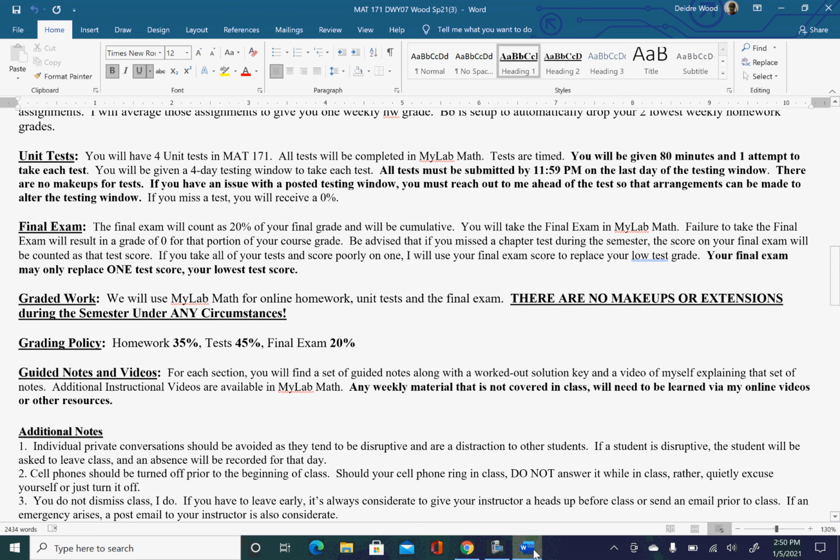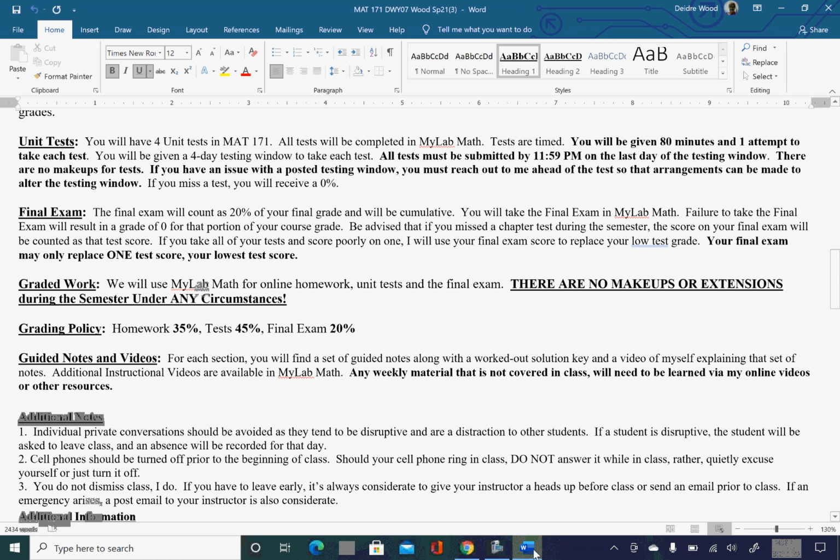Unit tests will also be taken in MyLab Math. You have 4 unit tests. The tests are timed. You'll be given 80 minutes and 1 attempt to take each test, okay? I'll be giving you a 4-day testing window to take each test, and I'll talk more about your testing windows as we move on to our schedule here in a few moments. All tests are going to be submitted by 11:59 p.m. on the last day of the testing window.